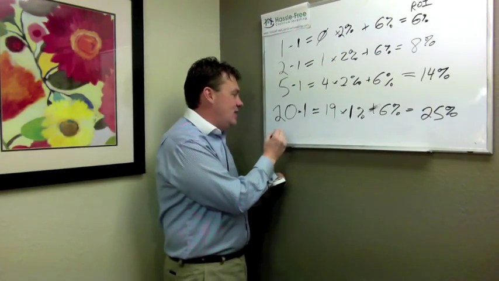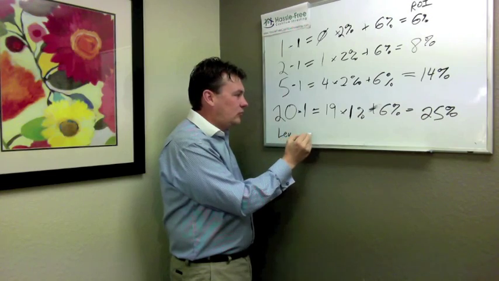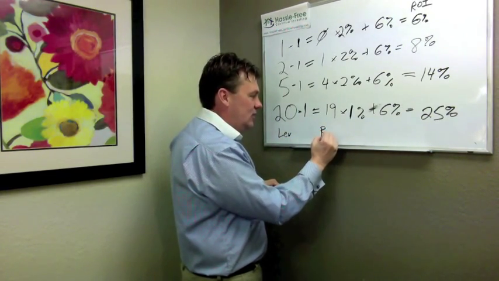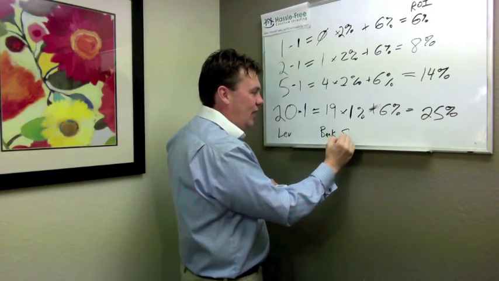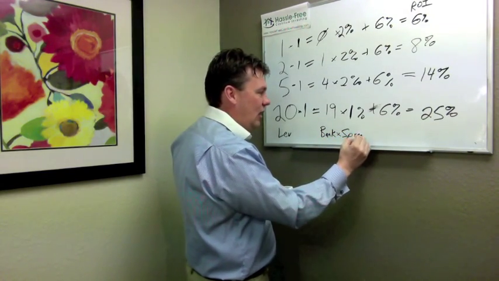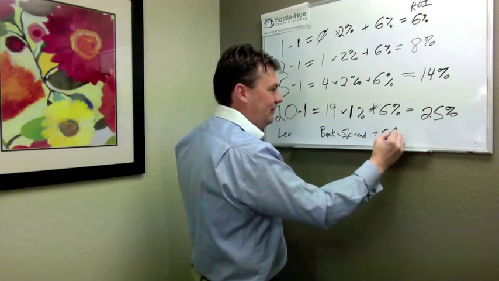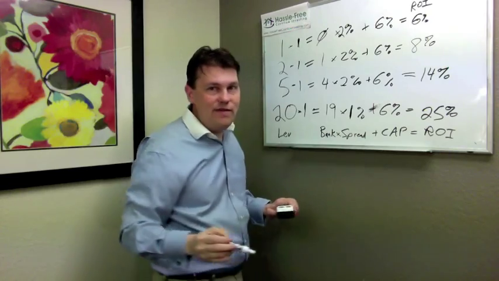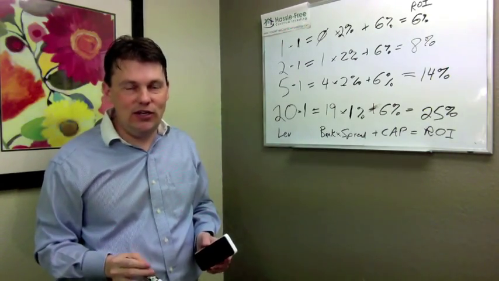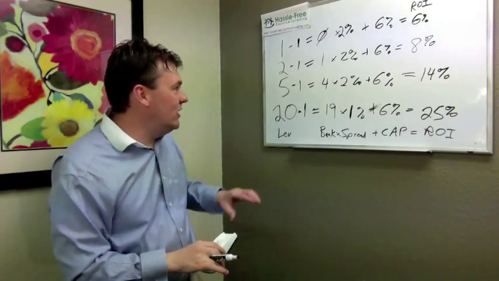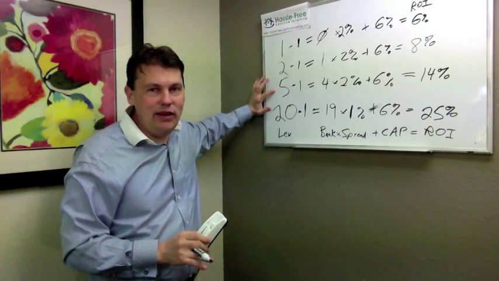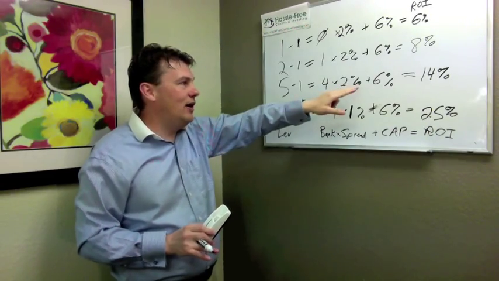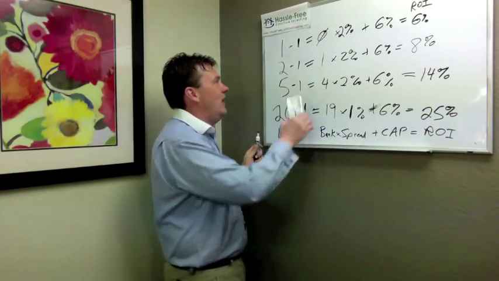So we've got the leverage, and this is the amount of bank financing. So this is the financing times the spread, all right? Spread plus the cap equals the ROI. And this is a shortcut. And if you get good at this, you're going to be able to do this in your head very quickly, right? Because you're going to think 20% down. That's 5-to-1 leverage. My interest rate is 6. My cap rate is 6. Let's do that math here, right?